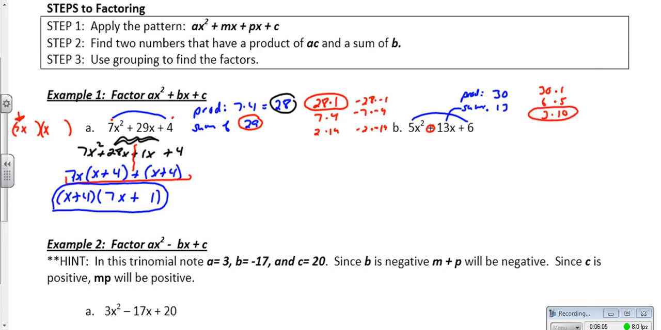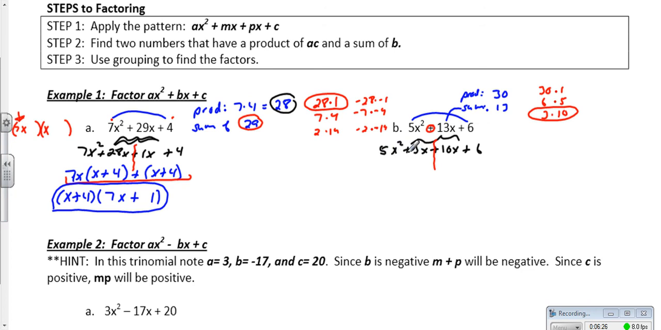So I'm going to rewrite this. I'm going to say 5x squared plus 3x plus 10x plus 6. So again, I replaced the one term in the middle with two separate terms. And that allows us to factor by grouping. Again, if it's factorable. So we'll see.